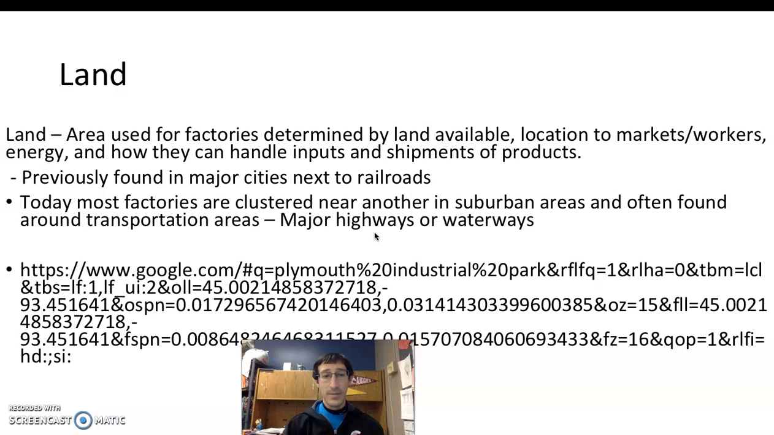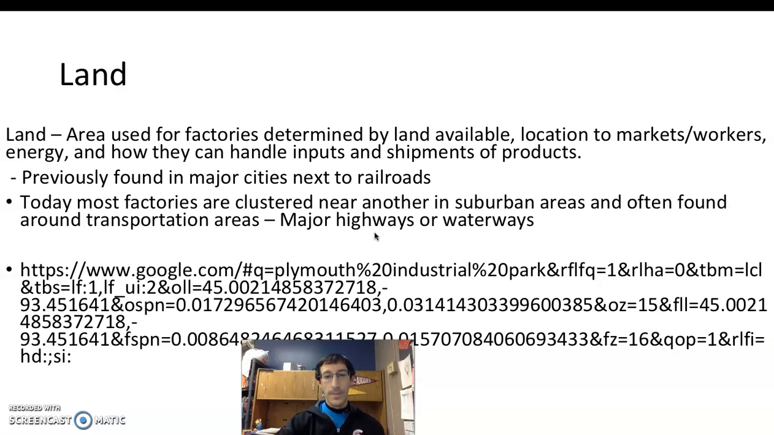Nowadays you find more factories, especially in the more developed parts of the world. Think the United States, even here in Minnesota, where many of our factories are clustered in suburban areas, often found near major transportation areas. So think highways and waterways, because again, easier access to both the factory and the market, and not just via the railroads. And that obviously depends on the type of industry that you have.